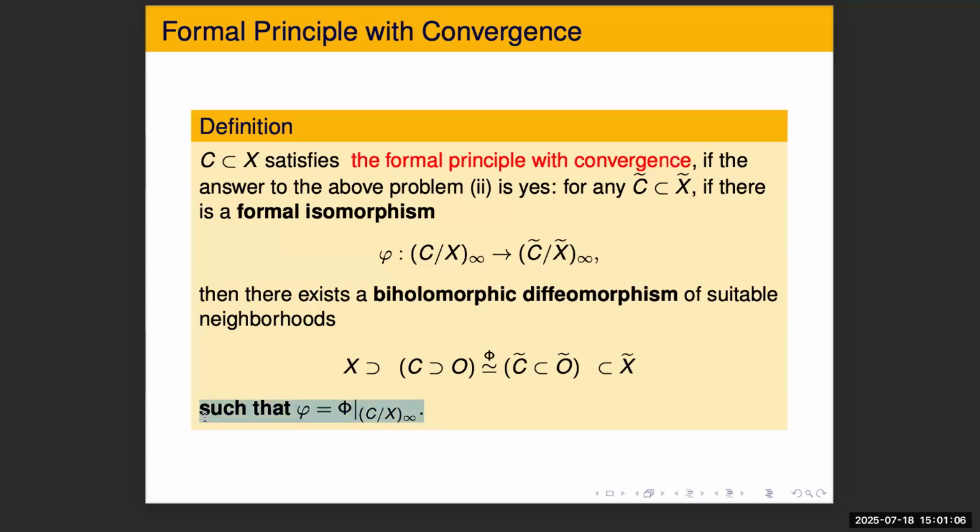The formal principle doesn't care whether the biholomorphic diffeomorphism induces the formal isomorphism or not. But if you require that the given formal isomorphism come from this biholomorphic diffeomorphism, then we call it formal principle with convergence.